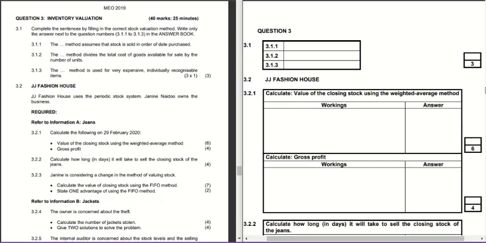Greetings guys, welcome back. I also got another question. The question I was asked to answer is 3.2.2: How long in days will it take to sell the closing stock?